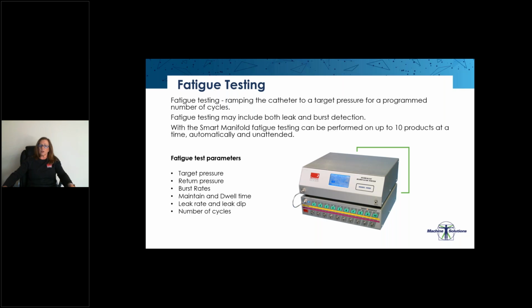Fatigue test parameters include target pressure, return pressure, burst rates, maintain and dwell time, leak rate and leak dip, and the number of cycles. ISO 10555 Annex B provides us with a good example of a simple fatigue test. The standard calls for a balloon to be pressurized to its rated burst pressure and maintained there for 30 seconds for a total of 9 cycles. Our target pressure in this example would be the rated burst pressure. Our return pressure would most likely be 0, and our maintain time is 30 seconds.